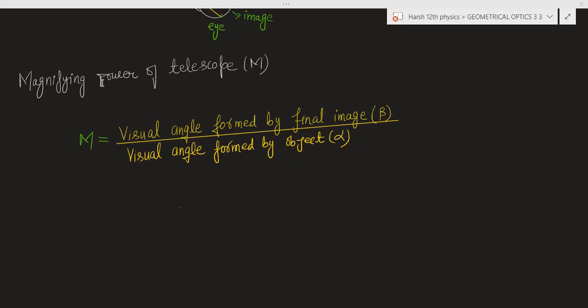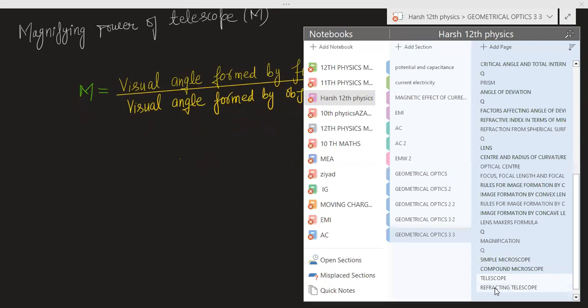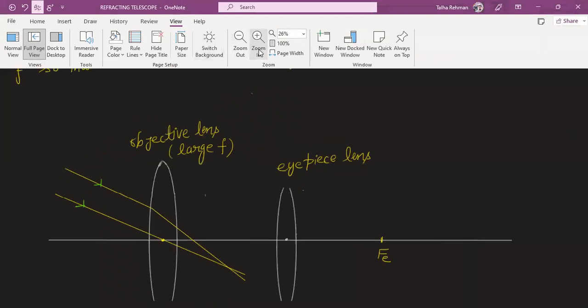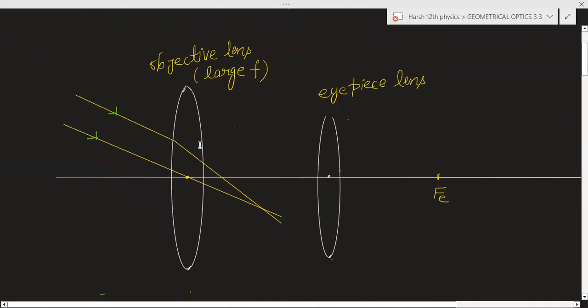Okay. So now we will discuss the working of the refracting telescope. What is the refracting telescope? Basically, in the refracting telescope, there is one objective lens, and that objective lens is very large.